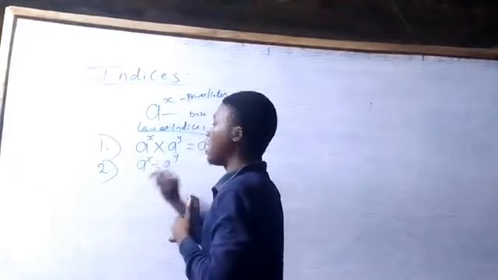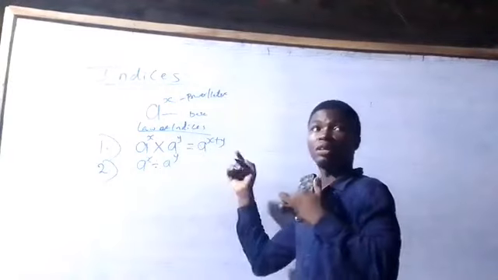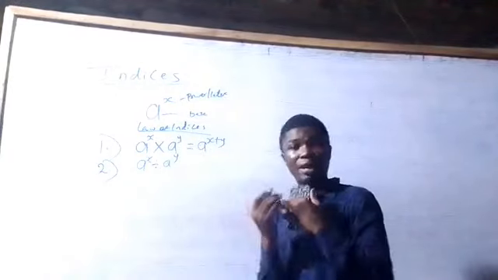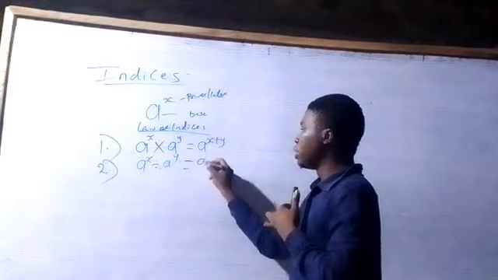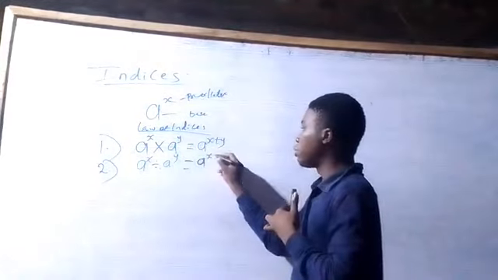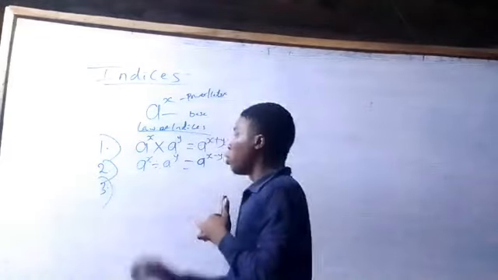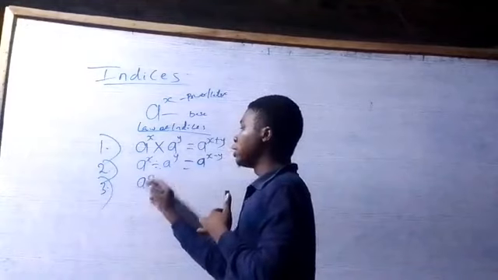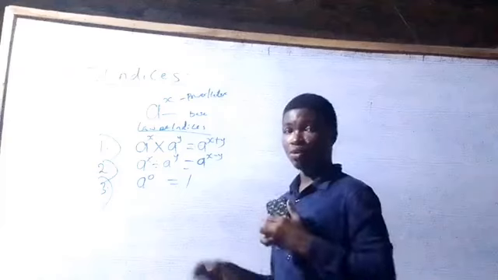We also have a law of indices that says once you have base A to the X, and base A to the Y, not times now, but divide, what you do? Since for multiplication you added the power, for division you subtract the power, pick one base and say A to the X minus Y. Another law of indices says that A raised to power 0 is 1.